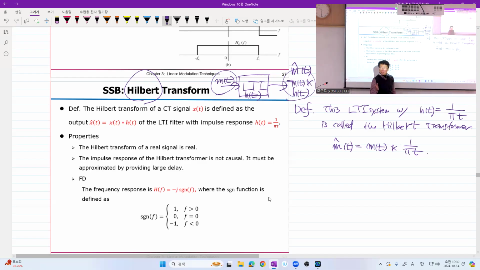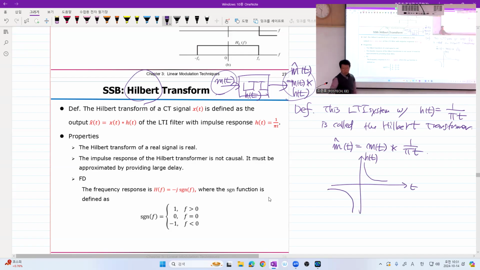Now, let me ask you a question. When the message signal is real valued, is the output real valued? And your answer is yes, because the impulse response is real valued, even though this is a strange function, right? Let me draw the impulse response of the Hilbert transformer. It's something strange, right? This is 1 over pi t in the time domain.